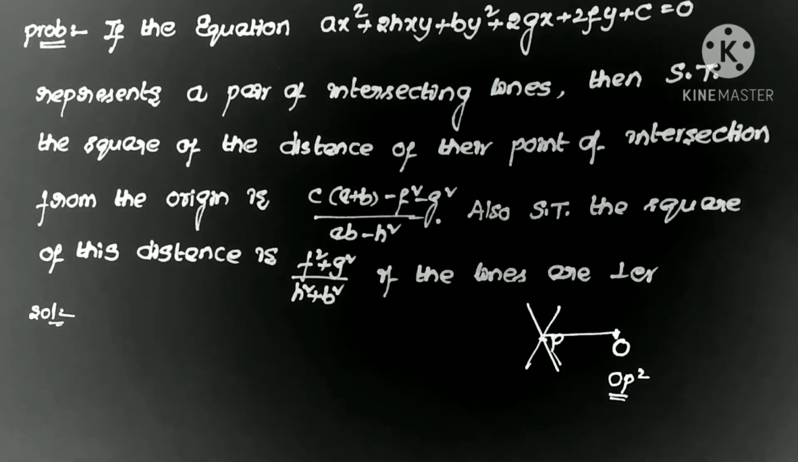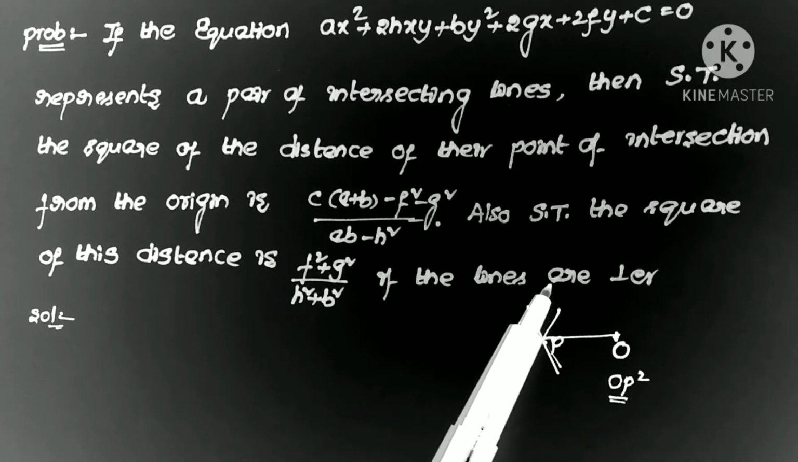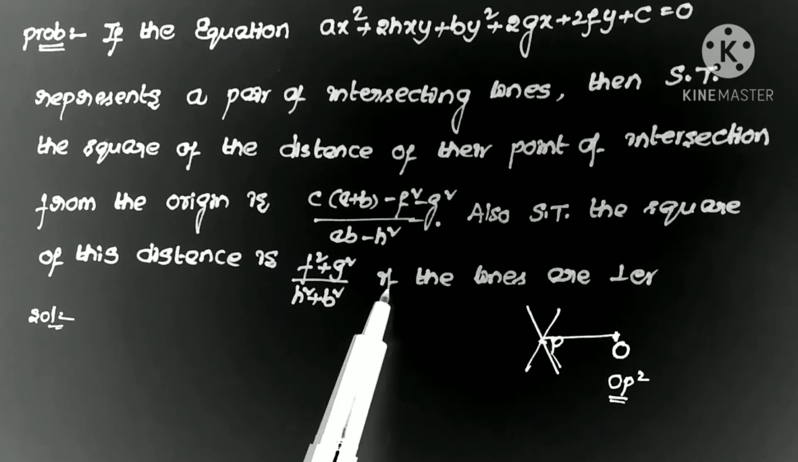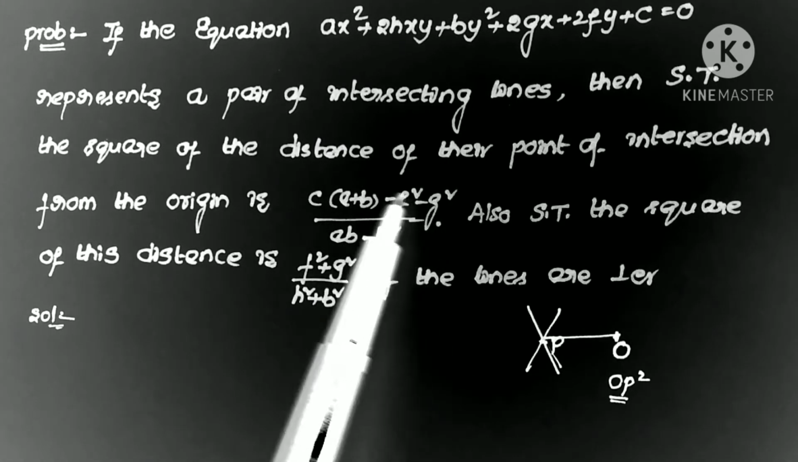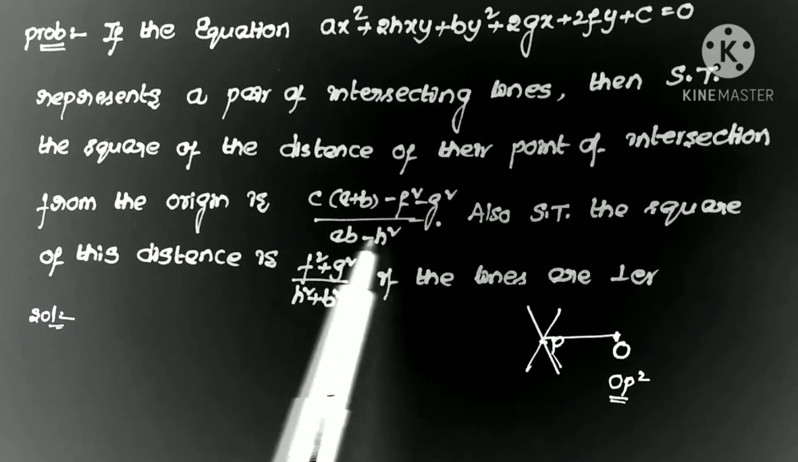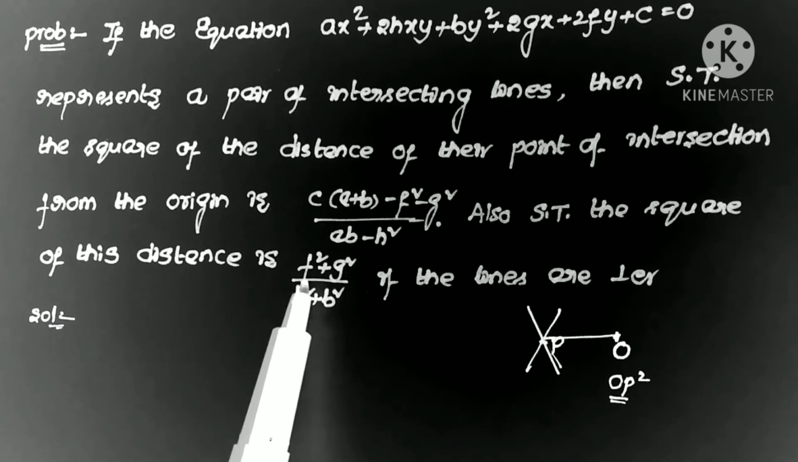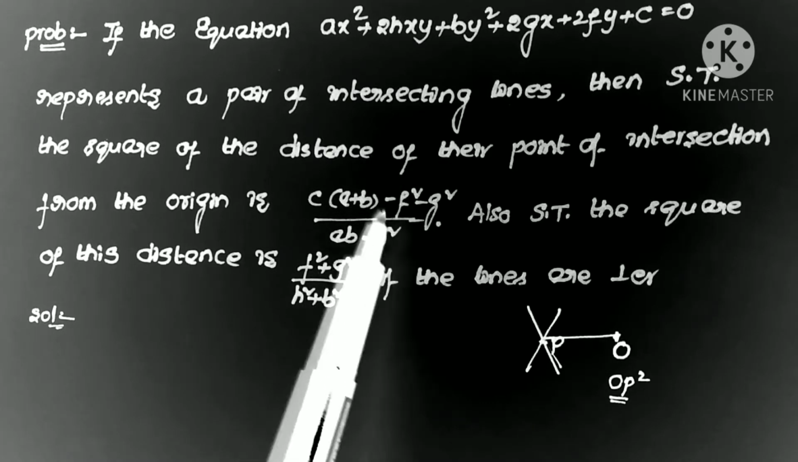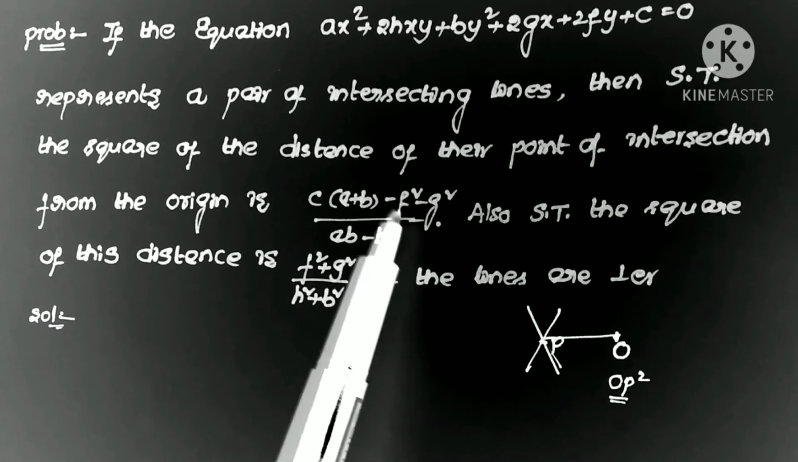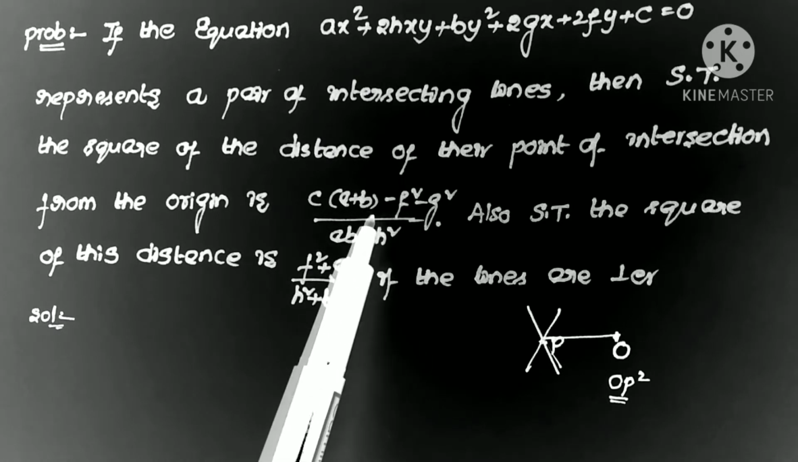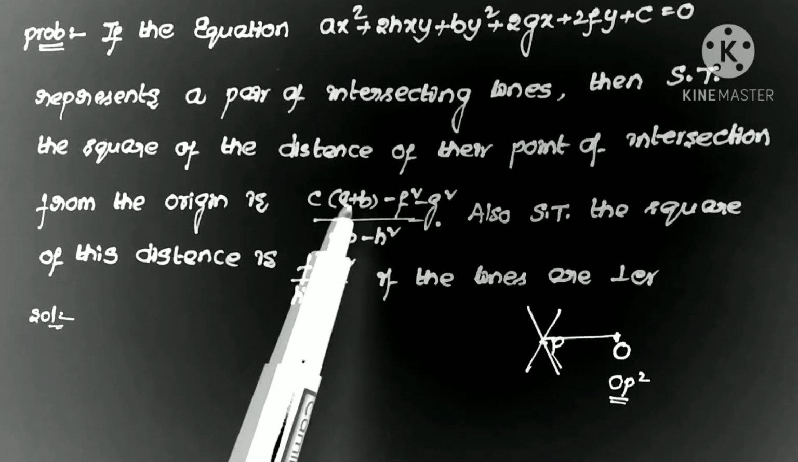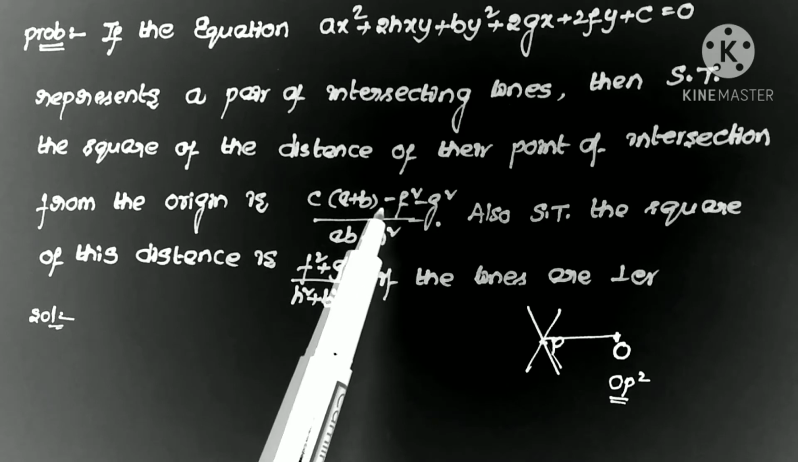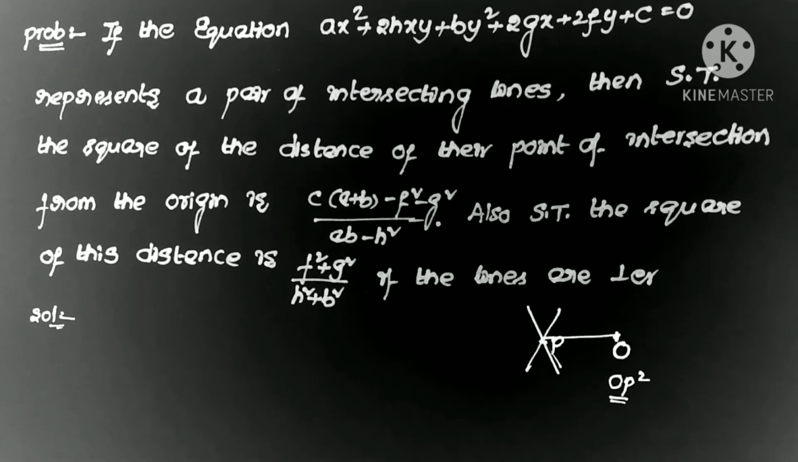What is the condition for perpendicular lines? a + b = 0. If a + b = 0, then the lines are perpendicular. So we substitute the condition a + b = 0 in the first answer, then we will get the second answer. That is, we can deduce the second answer from the first answer by substituting a + b = 0. So this is the procedure.